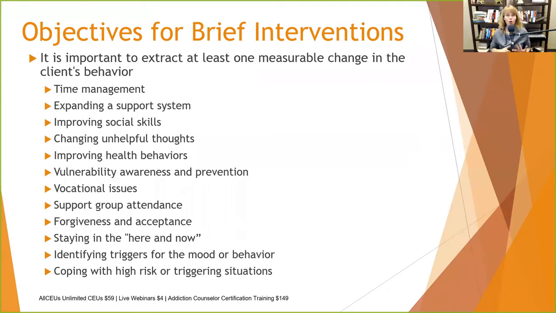We can help them expand their support system because we all need somebody to lean on occasionally. We can look at improving social skills. Do they feel like they've got good relationships? And if they improved their relationship skills, do they think it would improve their situation? We can help them change unhelpful thoughts, identify those cognitive distortions, and help them see that using those cognitive distortions may be keeping them stuck and unhappy or feeling like the sky is going to fall.